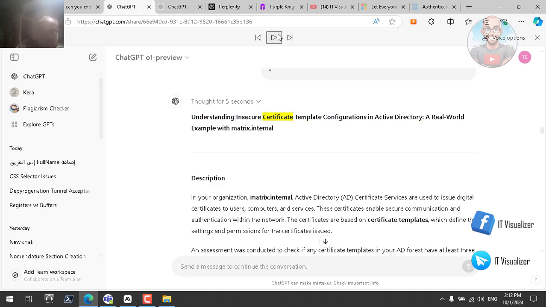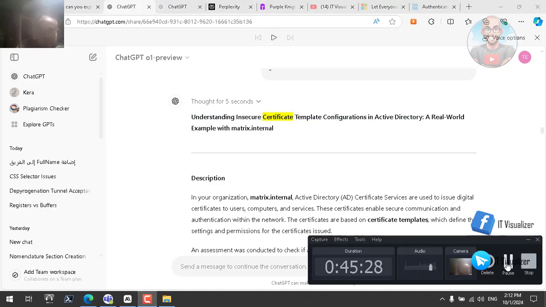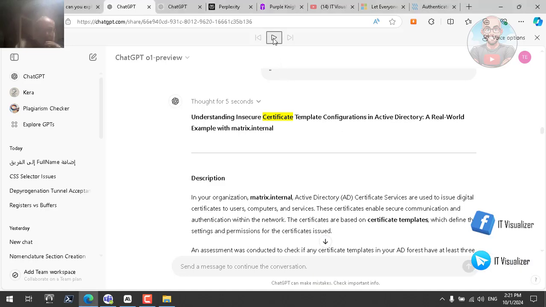Understanding insecure certificates. So let's continue, guys, and see the answer of ChatGPT o1. Certificate template configurations in Active Directory. A real-world example with matrix.internal. Description. In your organization, matrix.internal Active Directory AD certificate services are used to issue digital certificates to users, computers, and services. These certificates enable secure communication and authentication within the network. The certificates are based on certificate templates, which define the settings and permissions for the certificates issued.